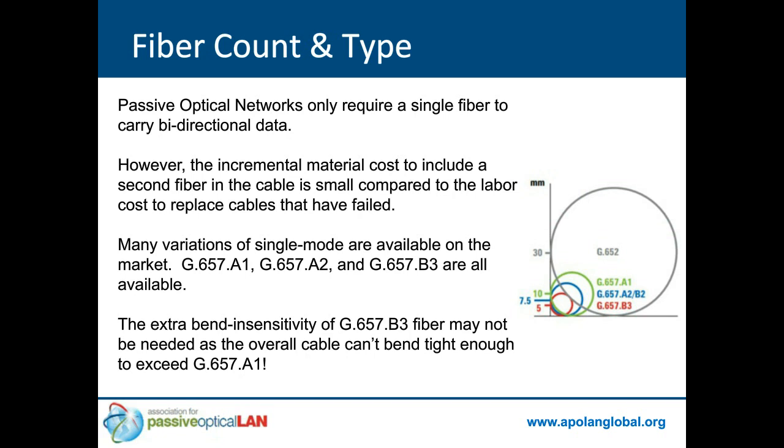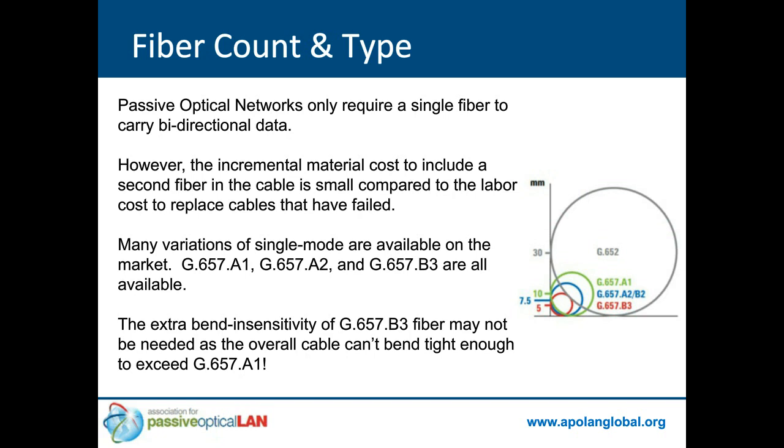There are multiple versions of single-mode fibers that are available on the market. The standards that govern the bend insensitivity of the fibers are G.657.A1, G.657.A2, and G.657.B3. As you can see on the diagram on the right, each incrementing standard has a tighter and tighter bend radius that the fiber can be bent into and not have excessive optical loss.